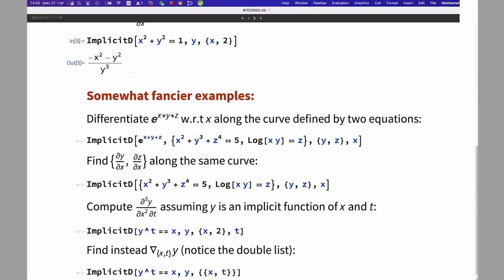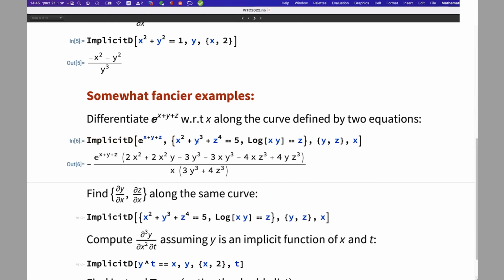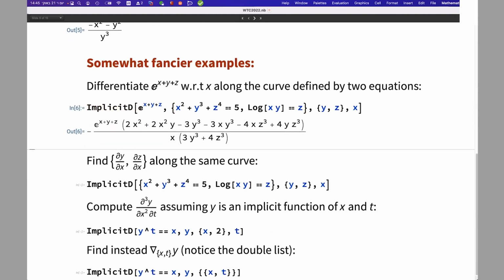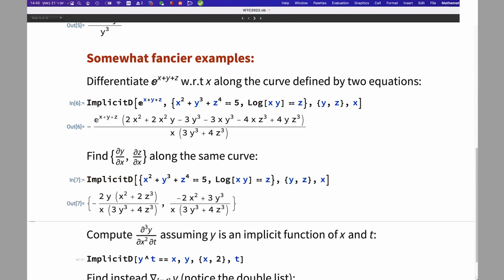So some slightly fancier examples. We have e to the x plus y along a curve in 3 dimensions defined by 2 equations. So there's that. If we omit the first argument, it'll take our dependent variables, y and z here, and give us the 2 partial derivatives there. So I differentiate and I get that.